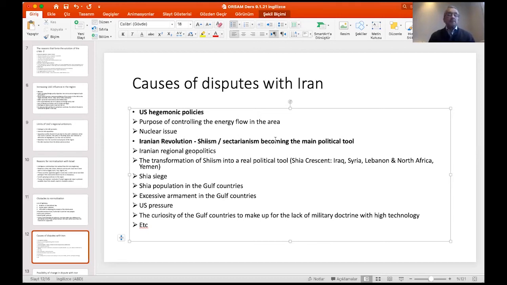We were talking about the lack of effective military doctrine in Gulf countries. Effective military doctrine is very important for having a powerful army, and Gulf countries especially are experiencing that badly, because military doctrine needs a kind of nationalism.